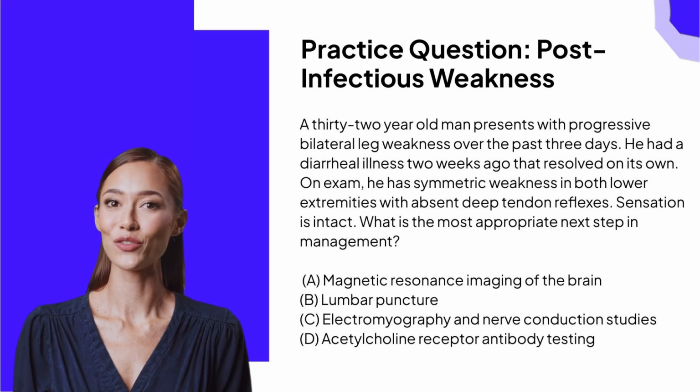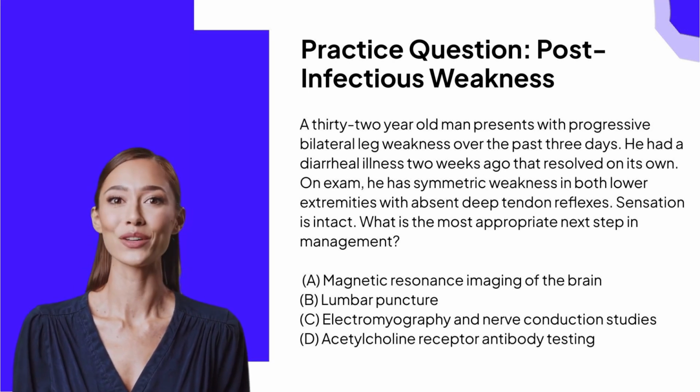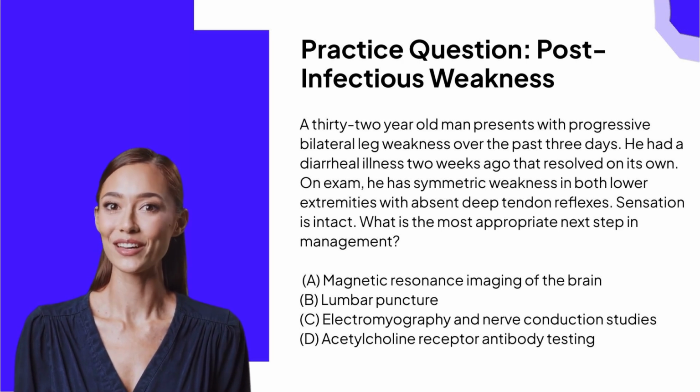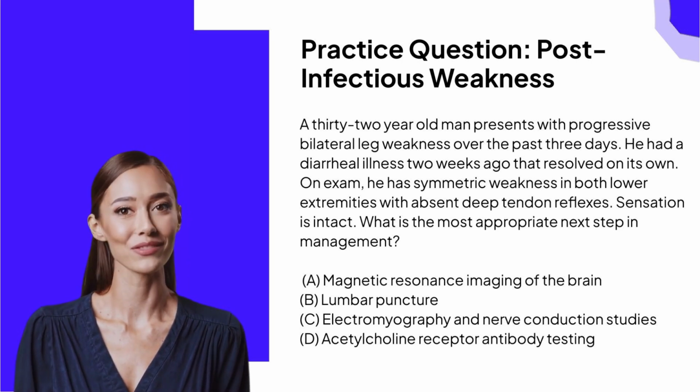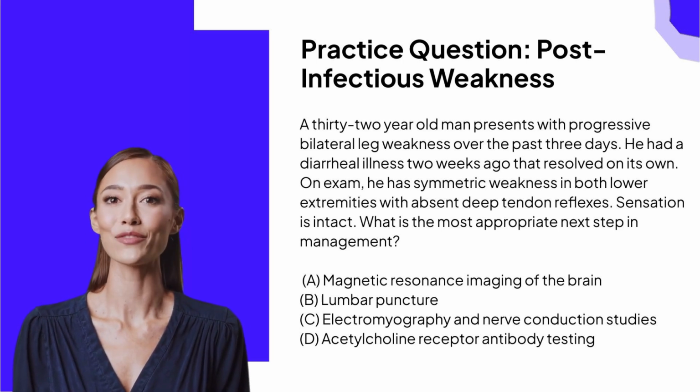A 32-year-old man presents with progressive bilateral leg weakness over the past 3 days. He had a diarrheal illness 2 weeks ago that resolved on its own. On exam, he has symmetric weakness in both lower extremities with absent deep tendon reflexes. Sensation is intact. What is the most appropriate next step in management?